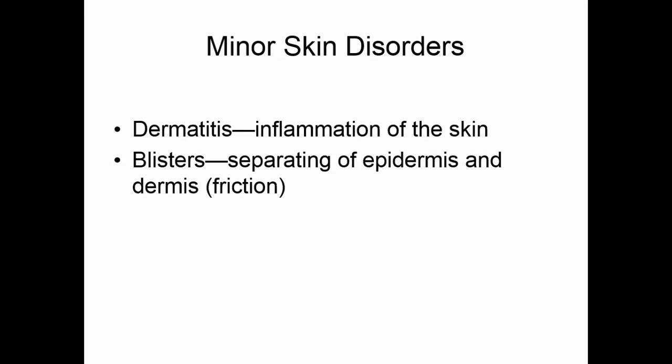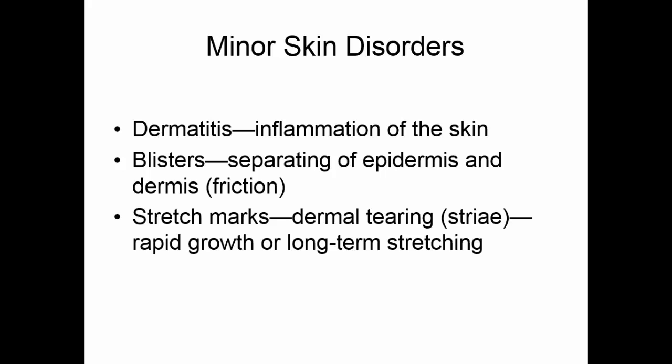Blisters occur when there's friction that separates the epidermis from the dermis. This allows fluid to collect between the two layers. And stretch marks are when the dermis tears. Either there's rapid growth of the skin, as in a pregnancy when the baby grows very quickly, or there's long-term stretching. For example, someone who carries a lot of weight in their abdominal area may have stretch marks simply because of the stretching of the skin for a long period of time. The stretch marks initially are red and then they show up as white because it's basically collagen fibers, it's scar tissue.